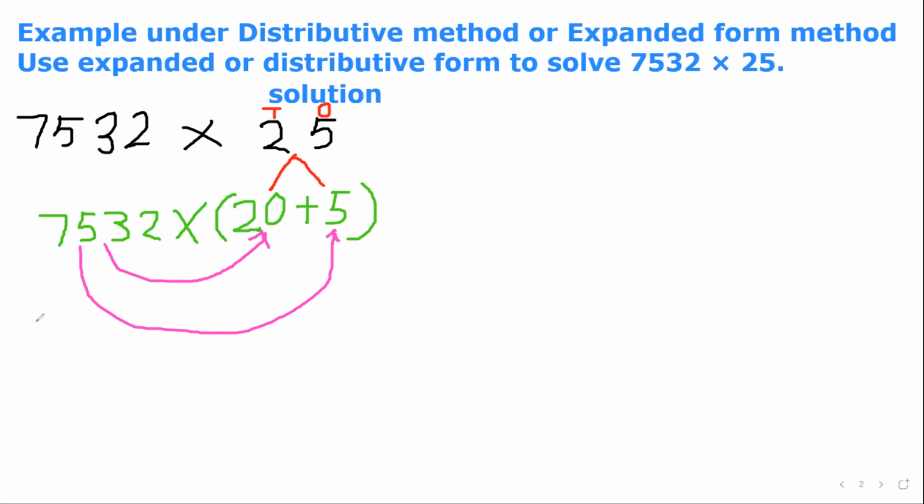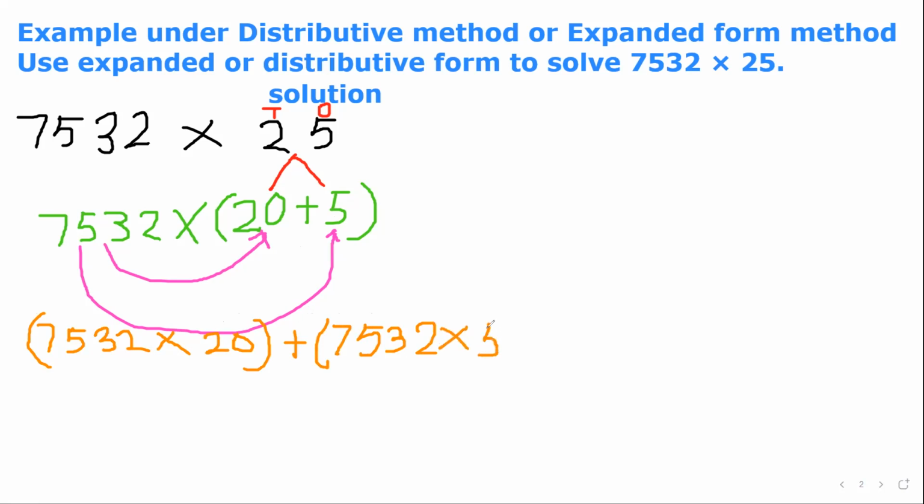Now when you have the first 7,532 times 20 in a first bracket here, then plus the next one, that will be 7,532 multiplied by the 5, in another separate bracket.